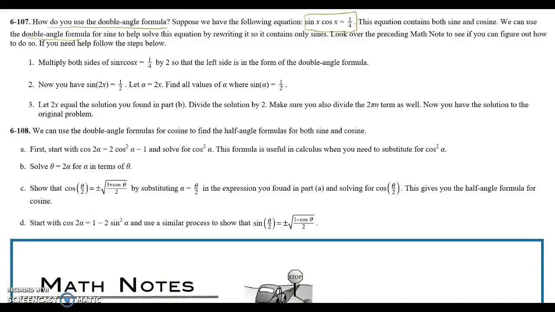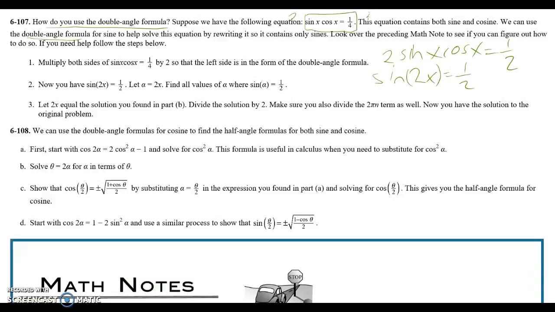So a nifty little idea here is we're always allowed to multiply both sides of an equation by the same thing. So if we multiply both sides of this by 2, we're going to get 2 sine x cosine x equals 2 times 1/4, which would be 2/4, which simplifies to 1/2. So this is now matching the 2 sine cosine pattern. So now we have the fact that sine of 2x is equal to 1/2.